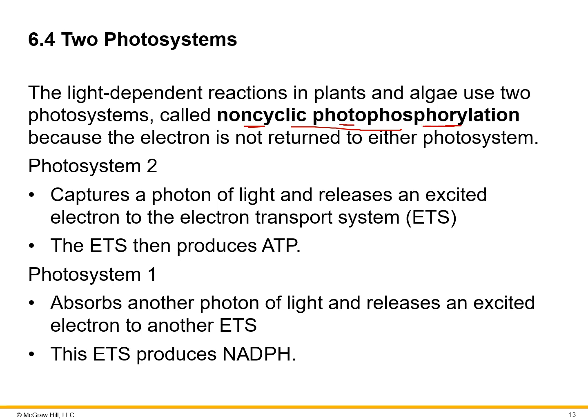All right, so photosystem 2 captures those photons. They release those to electron transport chains that ultimately produce ATP. Photosystem 1, on the other hand, absorbs photons of light and releases those to electron transport, but they're going to use those electrons to make NADPH instead of ATP.